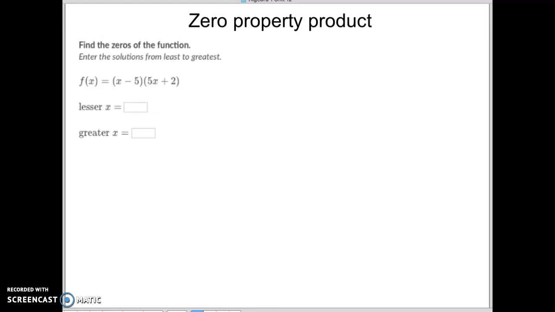This concept is called the Zero Product Property. It's actually one of my favorite ones. To me, it makes really good sense, but you do have to understand a few things about it.